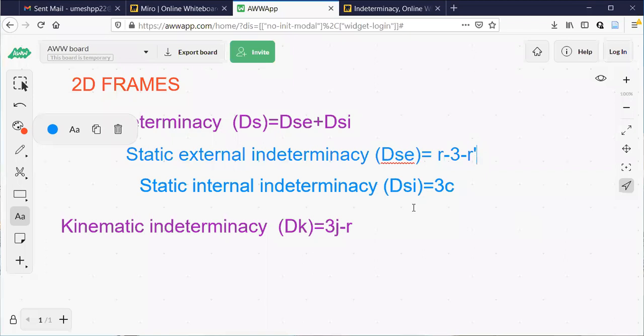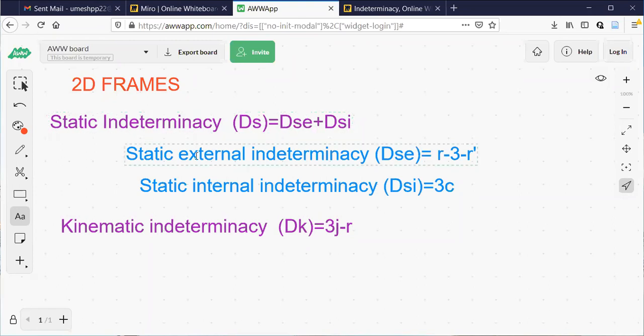Now observe this one here. I am just going to revise it. In case of 2D frames, in order to find out the indeterminacy, you have to find out static and kinematic separately. And how to find static? Static is the sum of DSE plus DSI, so external static indeterminacy and internal static indeterminacy.